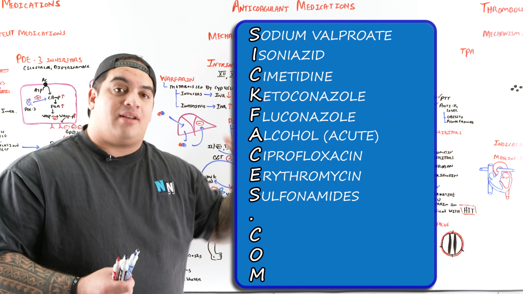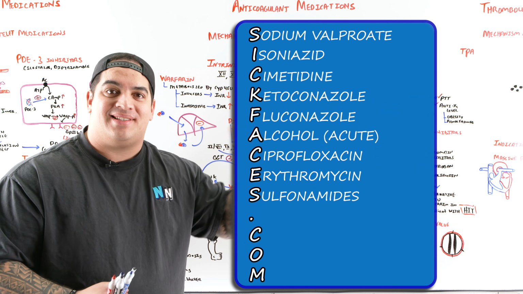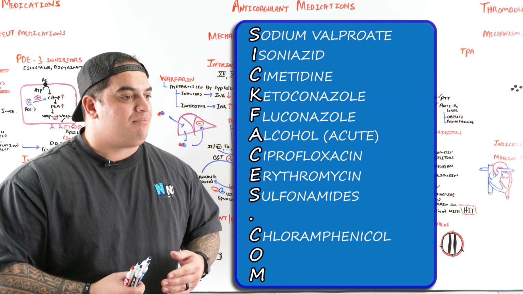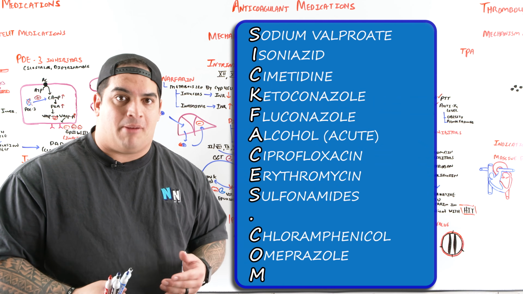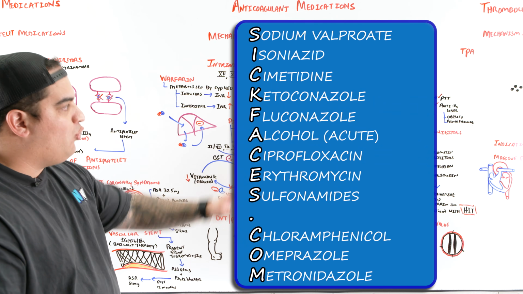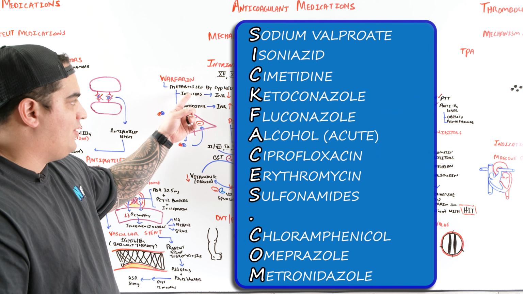The next part is .com, so we're going to skip the dot and go to the com. C, we'll use chloramphenicol. This is an antibiotic that can be used in tick-borne illnesses. O is omeprazole, which is a proton pump inhibitor, and M is metronidazole, which is an antibiotic. All right, so remember those as a quick tip to understanding how they can act as inducers or inhibitors.